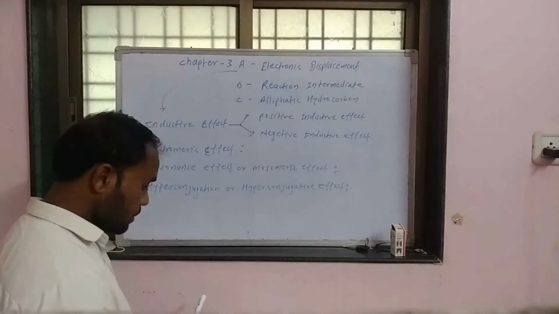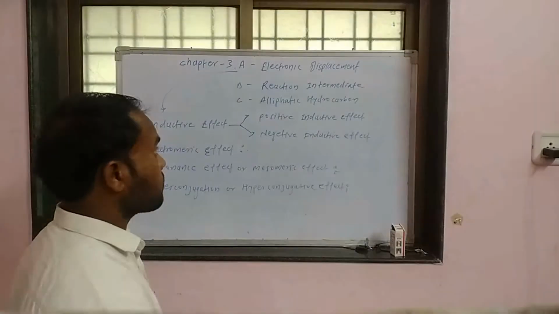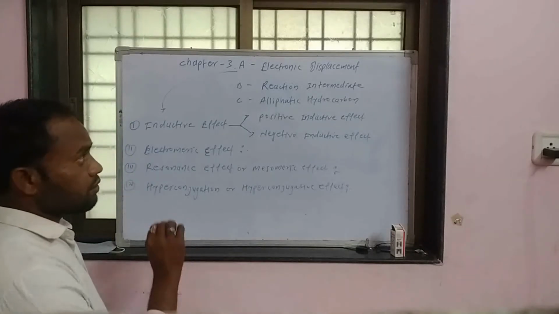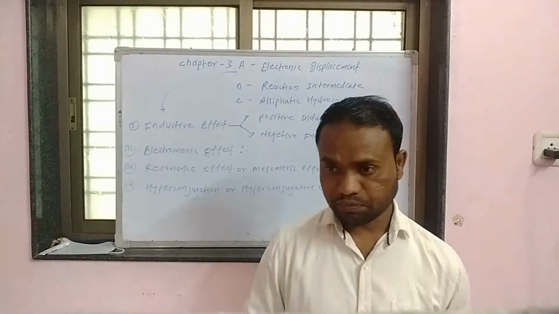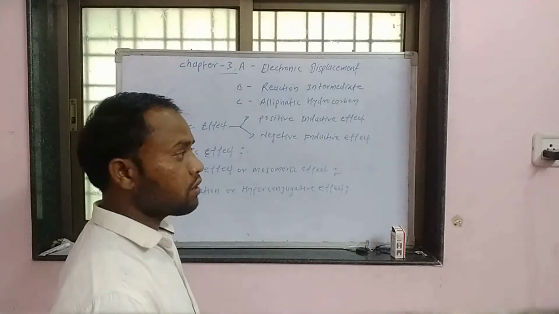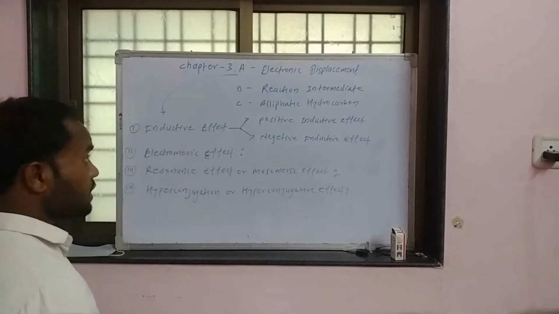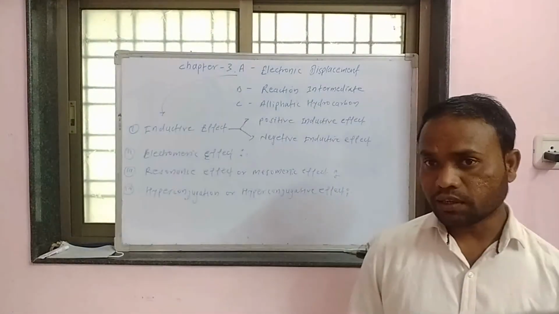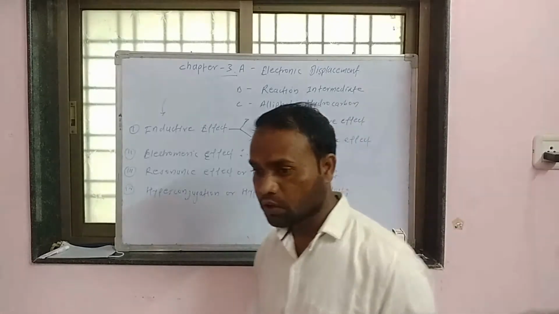Electronic displacement means the electron transfer from one atom to another atom in a molecule. Electronic displacement occurs when the electrons move toward one atom or part of the molecule. The organic reaction is influenced by the electronic displacements taking place in a covalent bond.